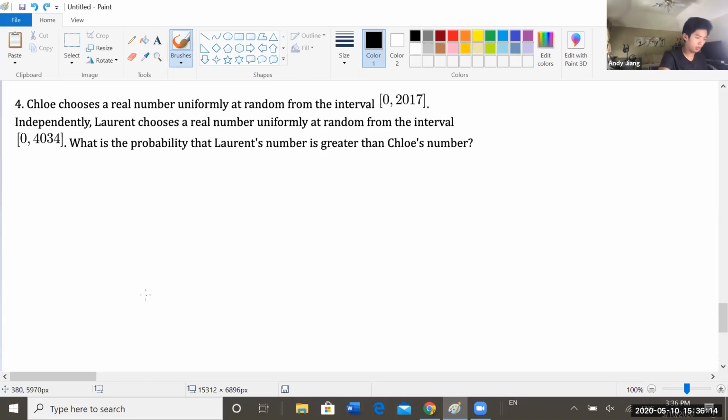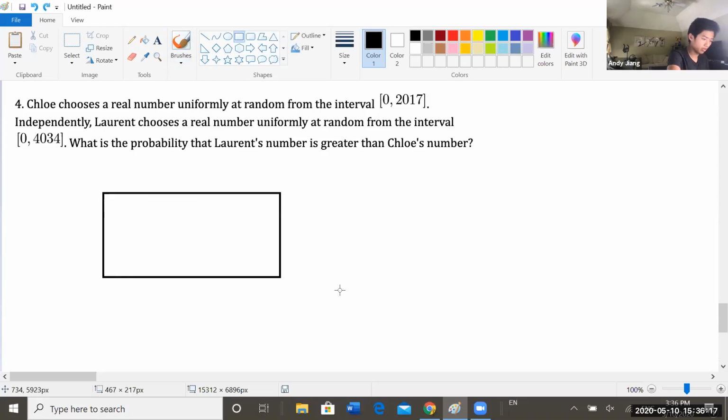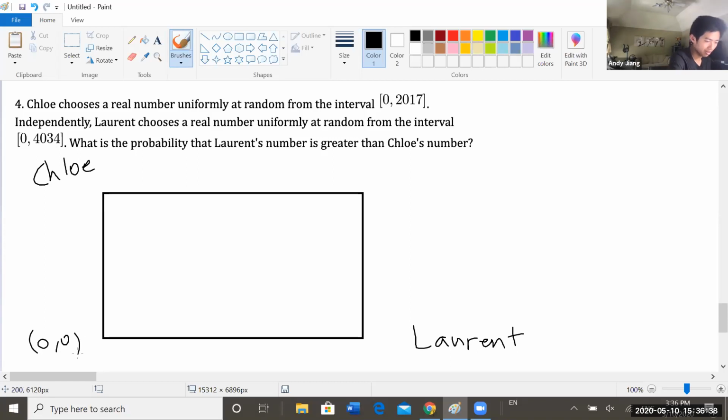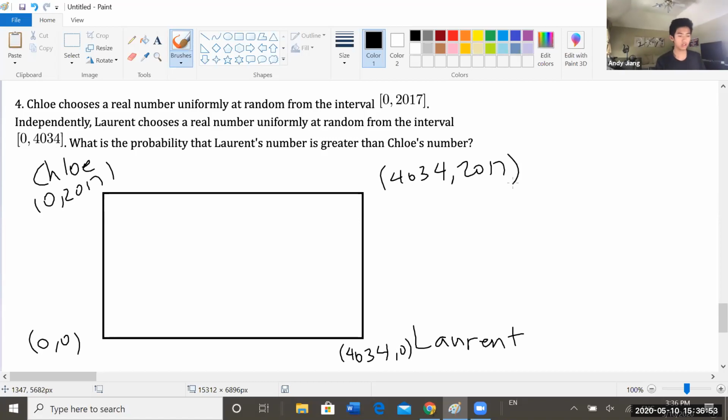So what I'm going to do is draw a rectangle because I want to convert this to a geometry problem. So I'll say this is Chloe, Lawrence. And then let me put this on the coordinate plane. So assume that this is 0, 0. This is 4034, 0. This is 0, 2017. And this is 4034, 2017. So I've put a rectangle on the coordinate plane.